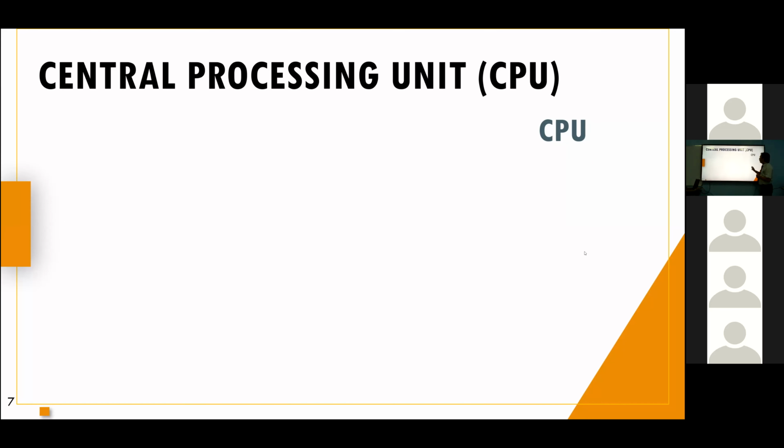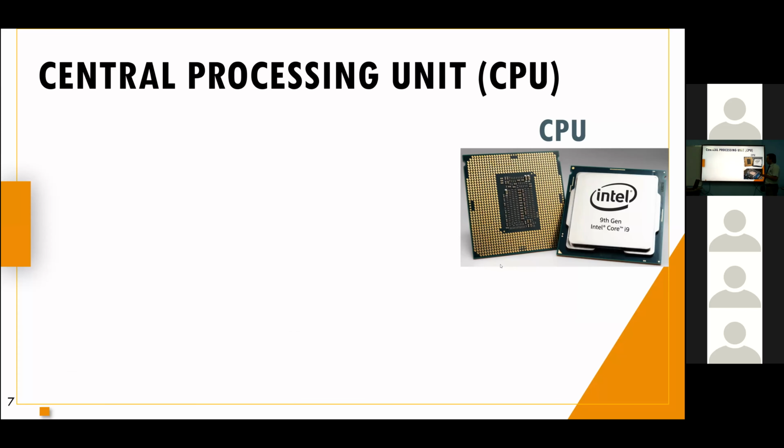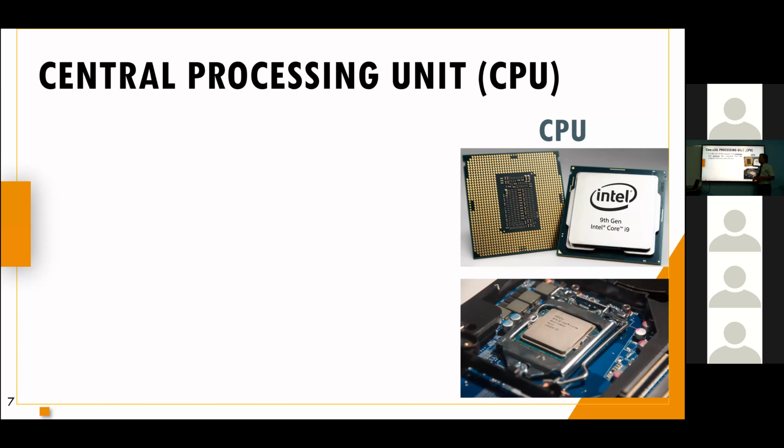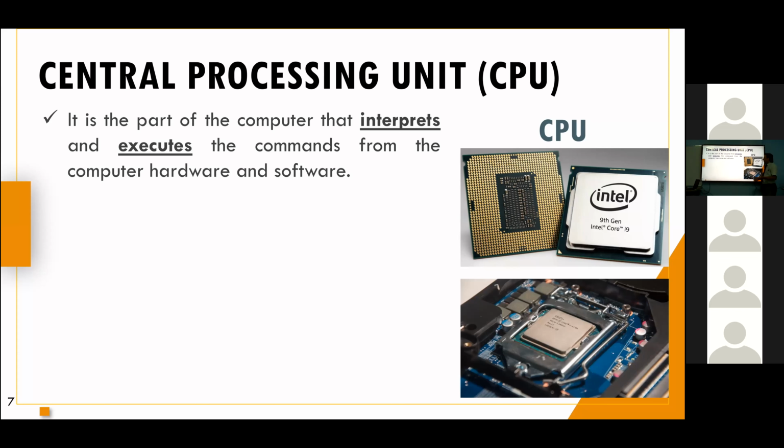Let's see. I'm going back. For example, here on the motherboard, there's a picture. It's the part of the computer that interprets and executes the commands, and also the commands from the computer hardware and software. When we start up our system and there are some applications, it starts with the operating system, but firstly all processes go through the CPU. The CPU is now referred to as the microprocessor. We know that the microprocessor is the CPU.